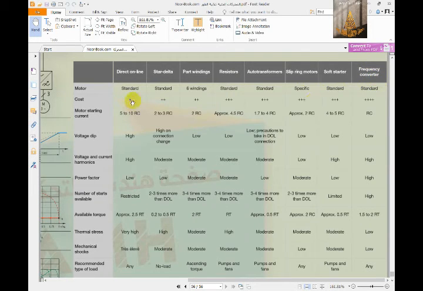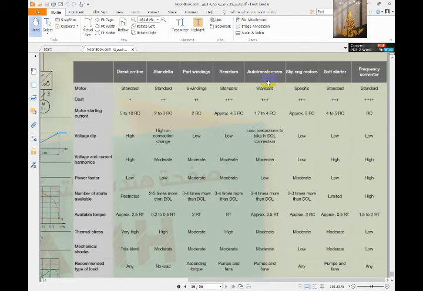When you look at the motor type, direct online is a standard motor, well connected. Star delta is also a standard motor, well connected. Part winding is a 6 winding motor, just a 6 winding motor, so it's a special motor. For resistor, it's also a standard motor, and for the transformer, we will do the transformer controlling circuit in the next video.